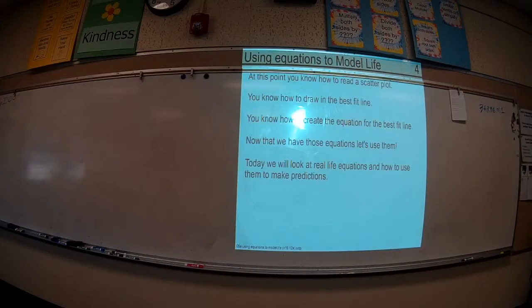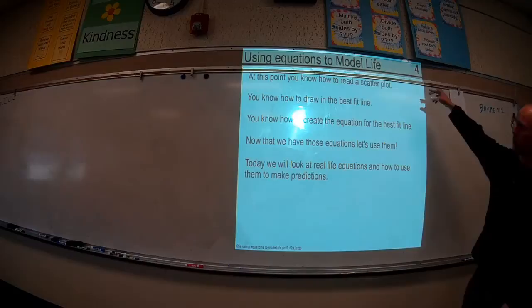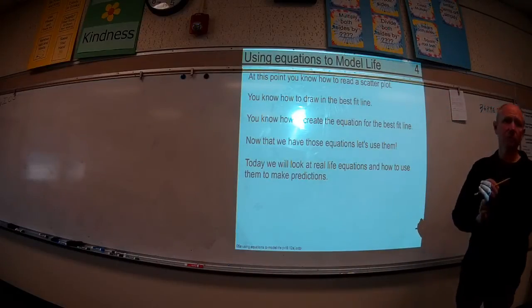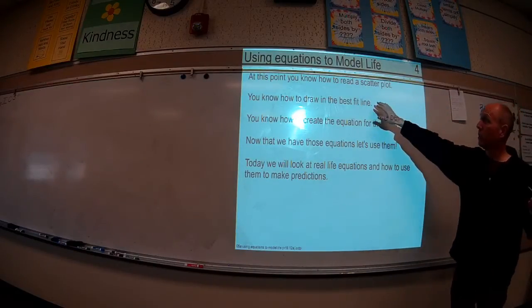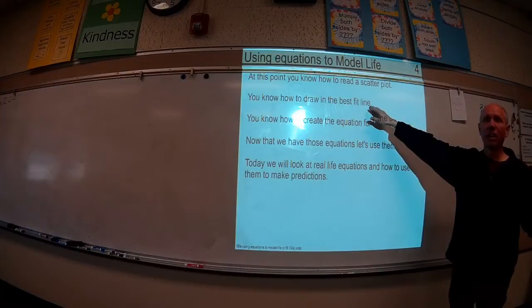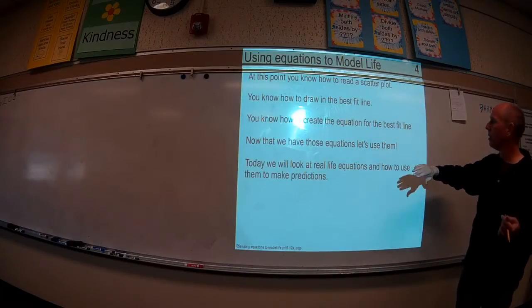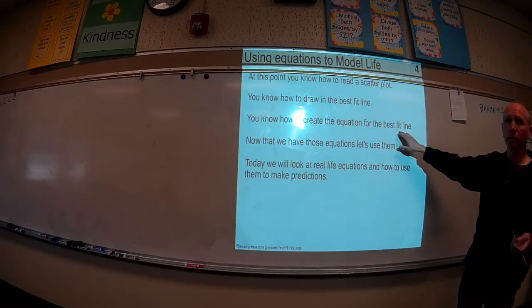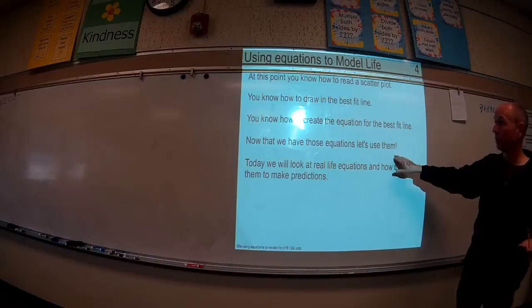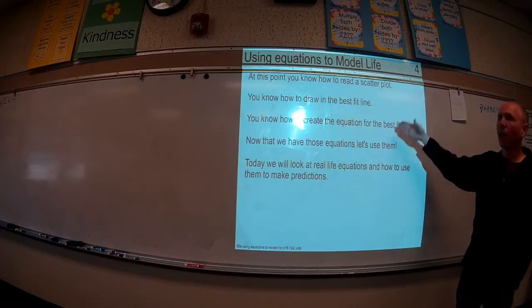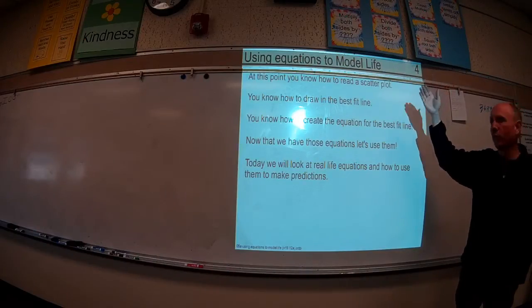Got it. Read me the top sentence up here, Brooke. At this point, you know how to read this ad. Read me this one, Talitha. You know how to draw the rest of it. Griffin, this one. You know how to create the equations of the rest. Bot, this one. Now that we have those equations, let's use them.